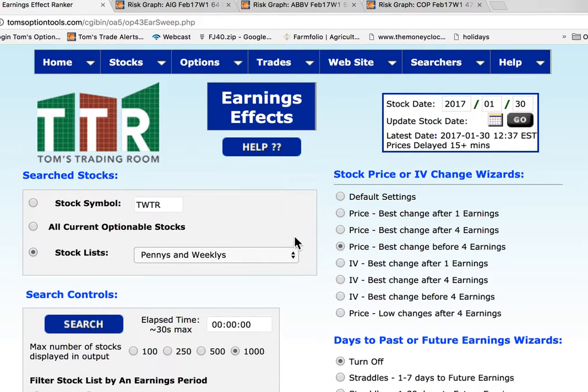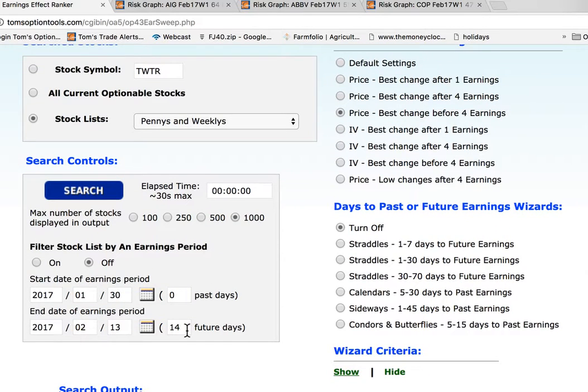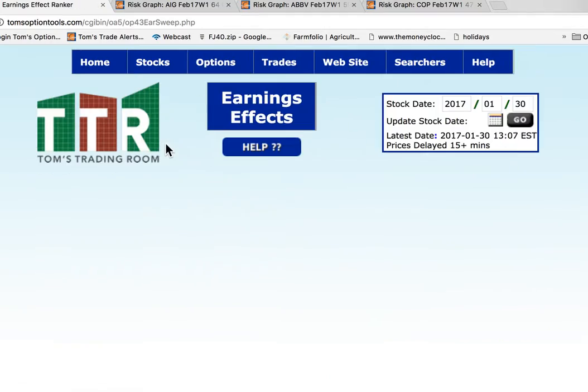Now what I do is I want to look at a couple of different things. I want to look at price and I want to look at volatility. I want to see what price is doing before earnings. So I'm going to look at all the pennies and weekly stocks, and I'm going to look at the next 14 days. Over the next 14 days, I want to see the stocks that are popping up that are in my penny and weekly file. And of those stocks, which ones have the best change before earnings? Those could be negative changes, and those could also be positive changes. And what I'm looking for here is a pattern.